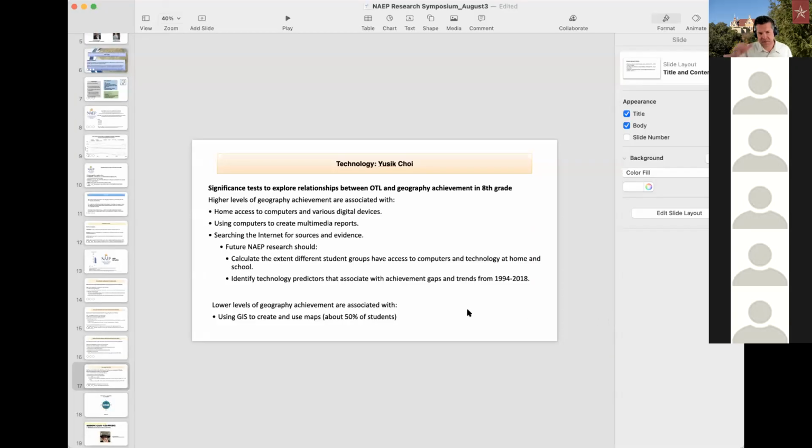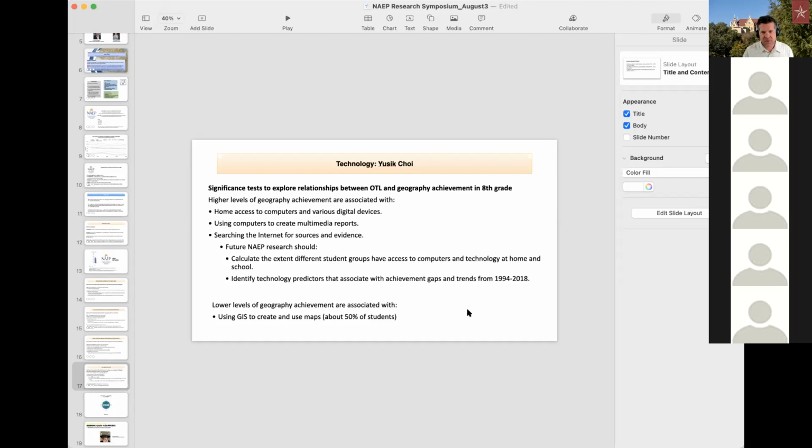It had to do with students reporting greater amounts of learning with GIS, and using GIS, geographic information systems, to create and use maps was actually associated with lower levels of achievement. And we find a similar pattern with other variables, frequency of going on geography field trips, frequency of doing inquiry and problem solving. These types of things are associated with lower levels of achievement.